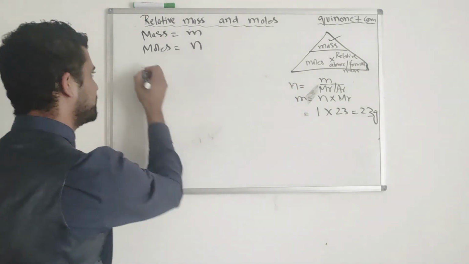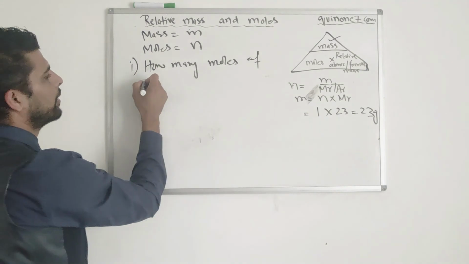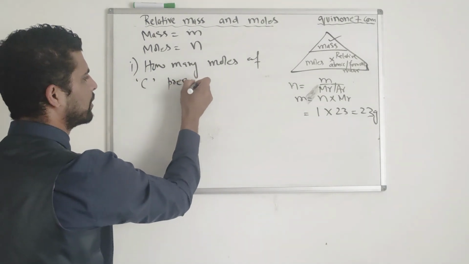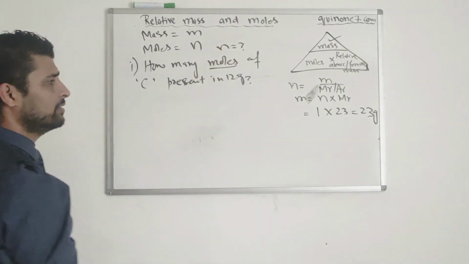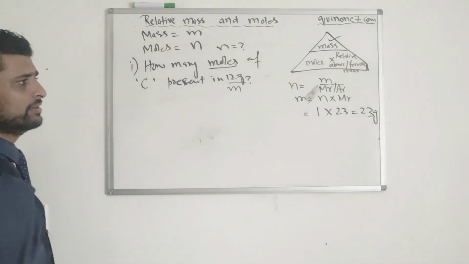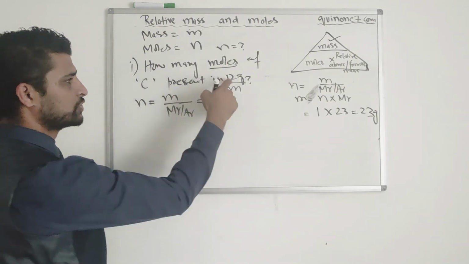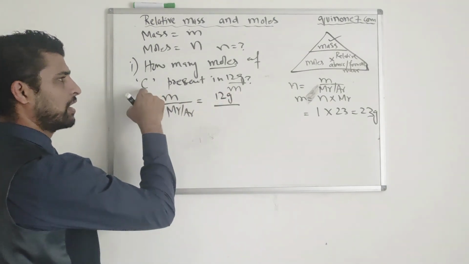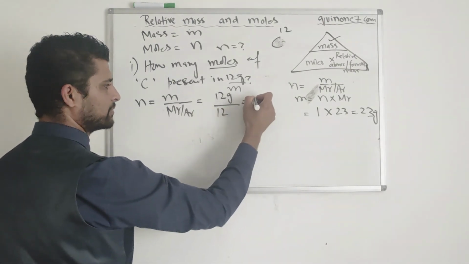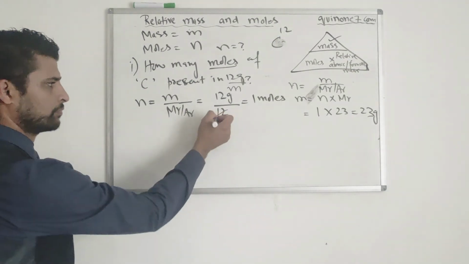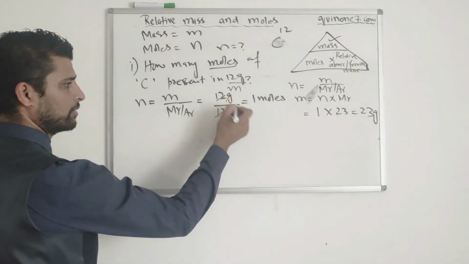So let's just take an example, and after that I'm going to finish. How many moles of carbon are present in 12 grams? How many moles means you need to find out n, and you have been given the mass, m. So the equation is n is equal to m over Mr or Ar, any one of them, doesn't matter. m is 12 grams. Mr of carbon, if you look at the periodic table, which will be given, carbon is 12, so 12 divided by 12, that is 1 mole. The unit is gram per mole, so that's going to be 1 mole.